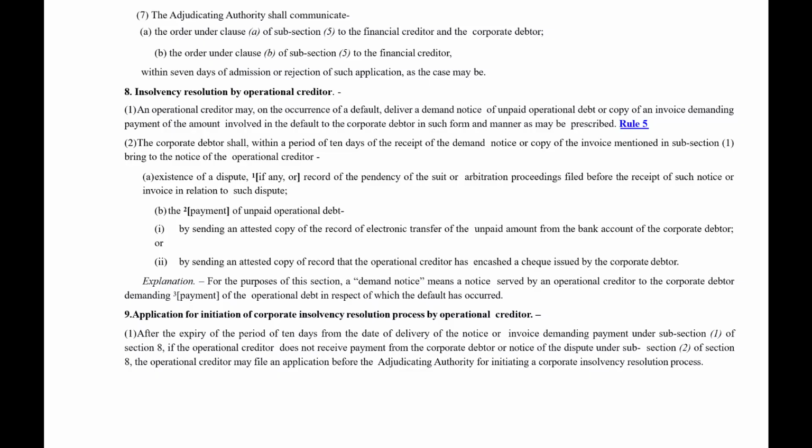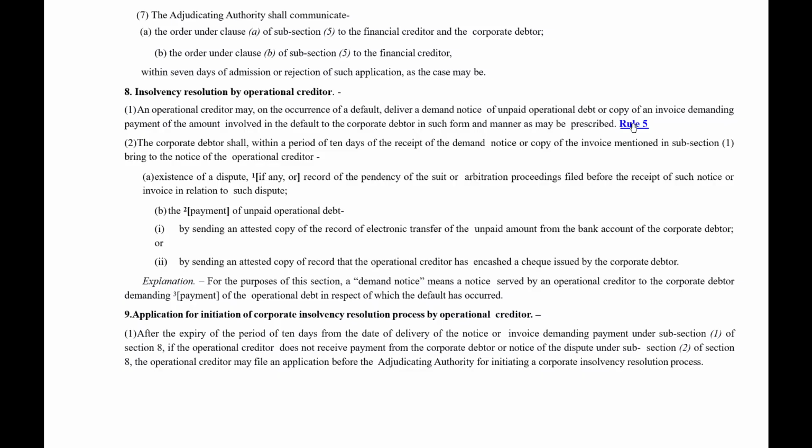Second is payment of the unpaid operational debt. So the CD may say that you are demanding payment, but I have already paid the amount to you, and this is the proof. The proof is sent by sending an attested copy of the record of electronic transfer of the unpaid amount from the bank account of the CD, or by sending an attested copy of record that the operational creditor has encashed a cheque issued by the corporate debtor. An explanation for the purpose of this section: a demand notice means a notice served by an operational creditor to the corporate debtor demanding payment of the operational debt in respect of which default has occurred. So these are the conditions before filing an application under section 8.